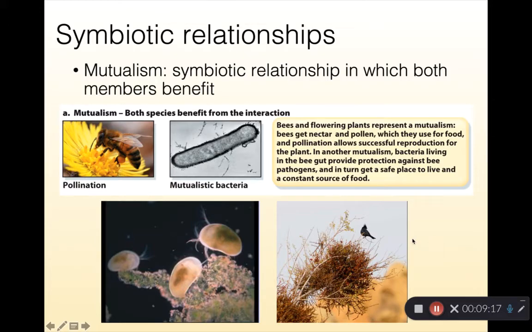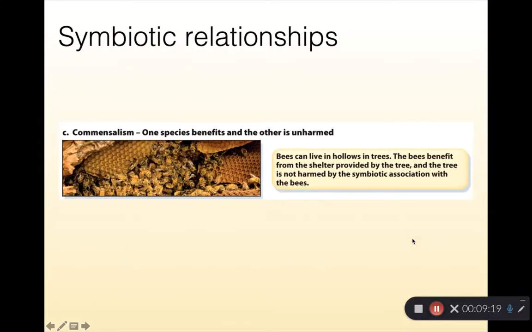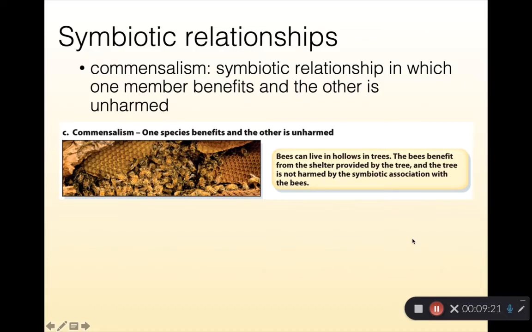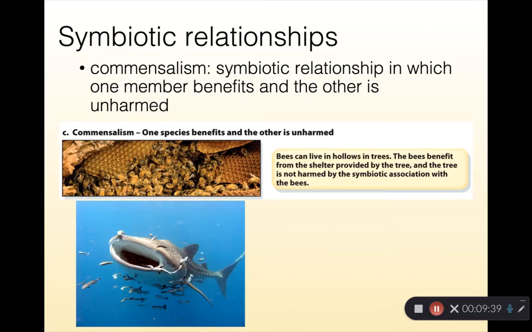The last type of relationship we're going to talk about is commensalism, in which one partner benefits and the other is completely unharmed. The example that's given to you in your book is that bees live in the hollows of trees. The bees benefit from the shelter of the trees. However, these nests don't bother the trees at all. Another example that is brought up a lot is birds or small fish that feed off the parasites of a larger animal, in this case, a whale shark.